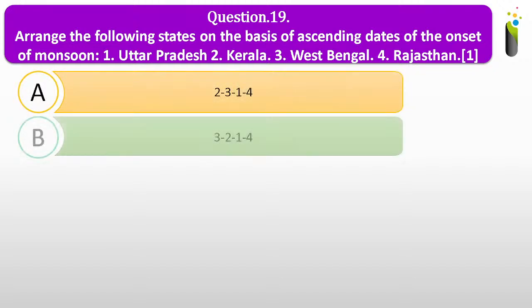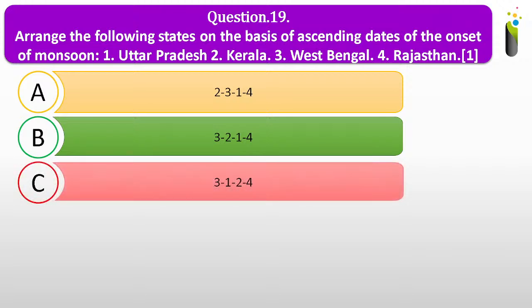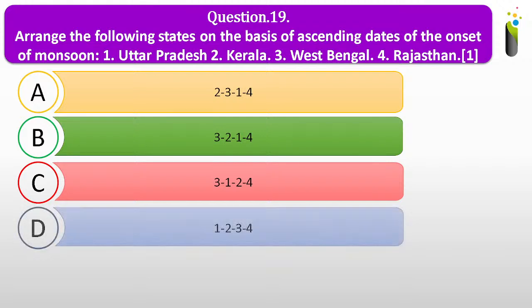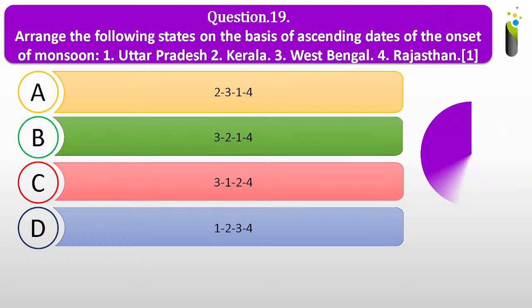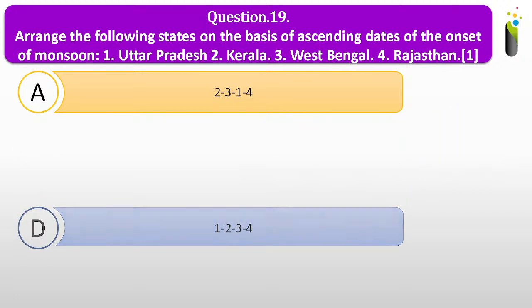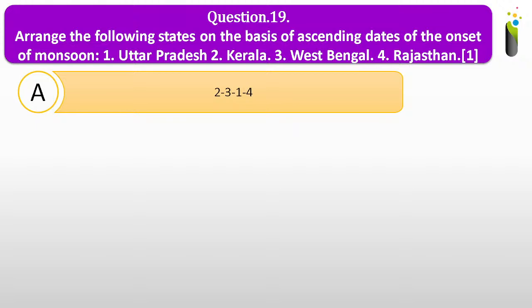2314, B. 3214, C. 3124, D. 1234. And the correct answer for this question is A. 2314. That is first in Kerala, then in West Bengal, then in Uttar Pradesh, and then in Rajasthan. This is the onset of monsoon on the basis of ascending order.